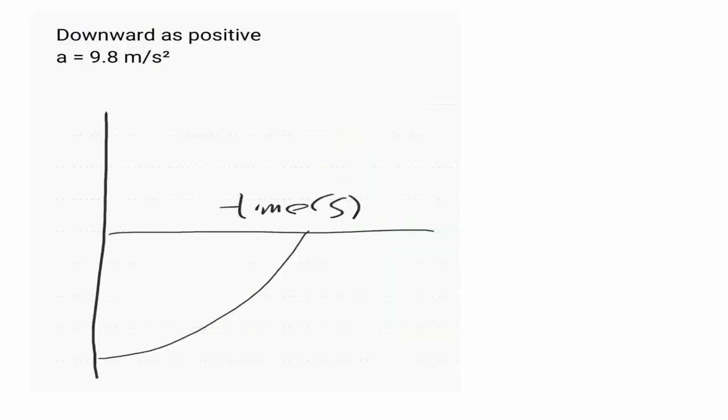Again, having the same scenario, but now you take downward as positive. That means here you'd have negative 50. So again, it's just a matter of reflecting it along the x-axis, and then again here you have 2.5, right?